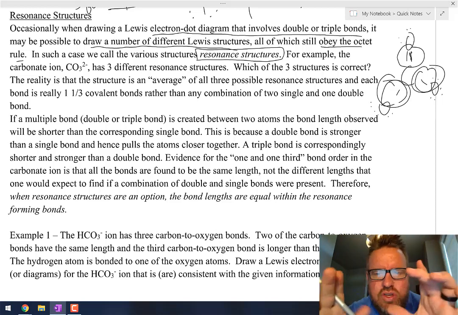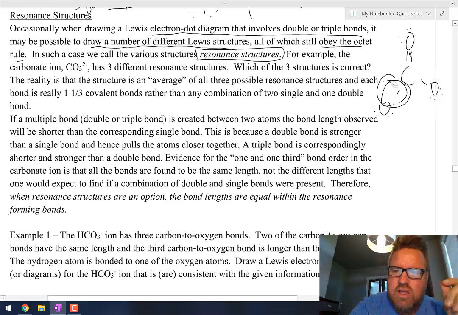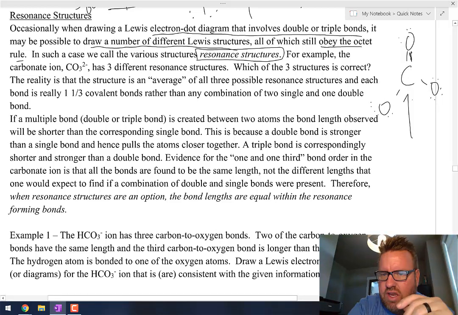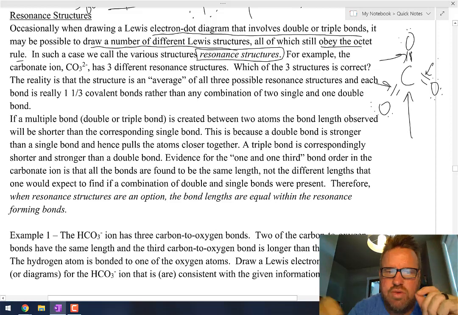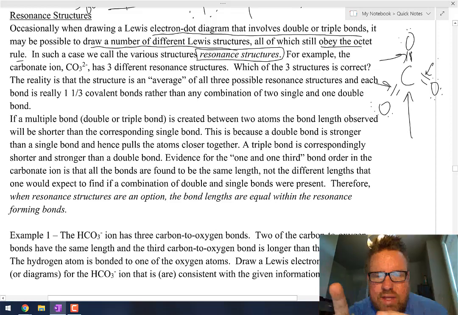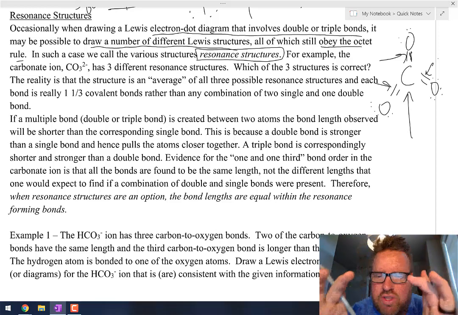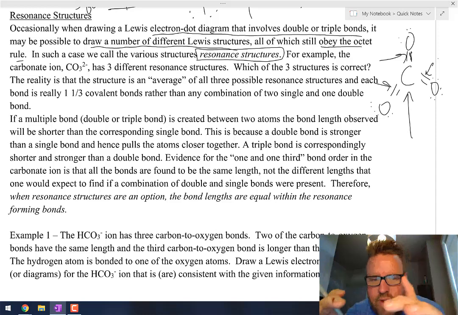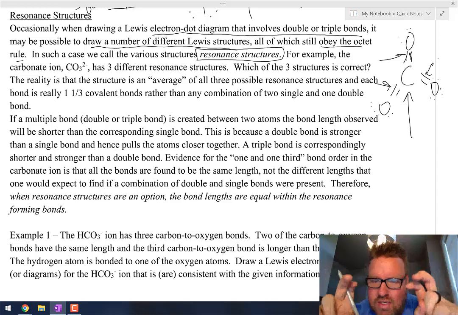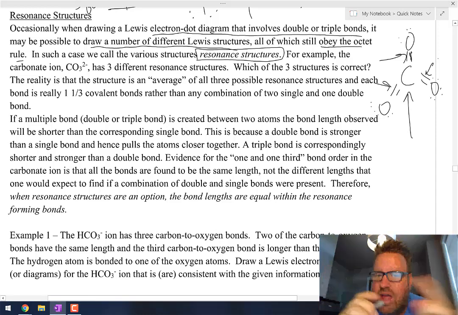Because if they ask you to draw CO3 2- on a test, you're going to draw it just like this here, or with the double bond here, or with the double bond here, not in all 3 places at once. But you're going to draw one of those 3 with a double bond in one of those 3 places. Okay? But what it really is, it's really a combination of those 3. The 3 different ways you can draw a resonance structure show that there's 3 correct ways to draw it, but it's really not any of those 3.